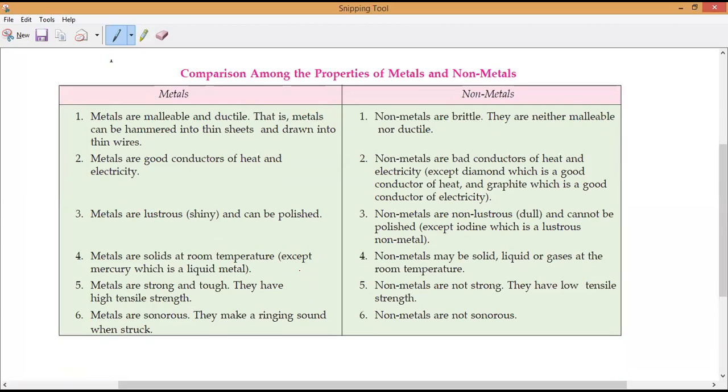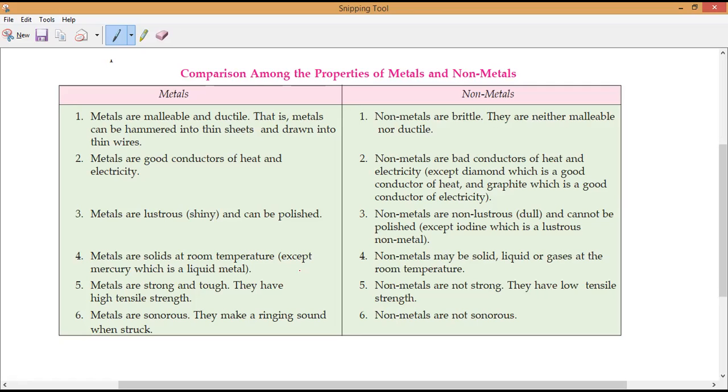Metals are malleable and ductile. That is why metals can be converted into thin sheets and drawn into thin wires. Do you all know this property or not? Did I teach you or not? Yes, sir. Okay, next, non-metals.